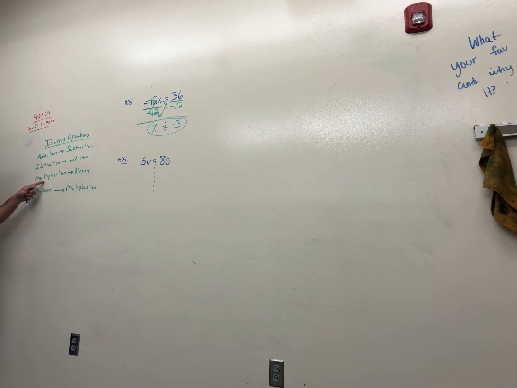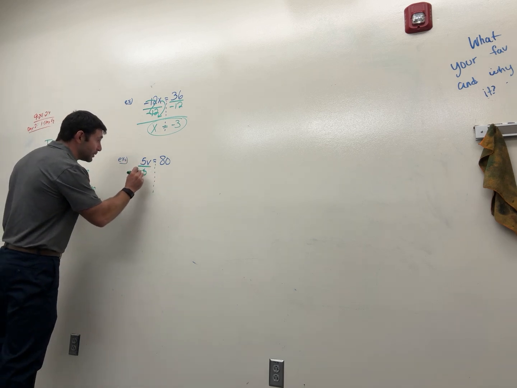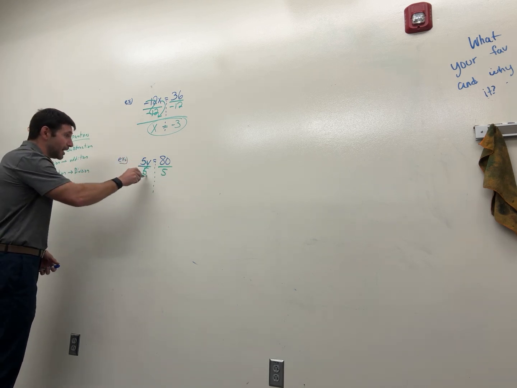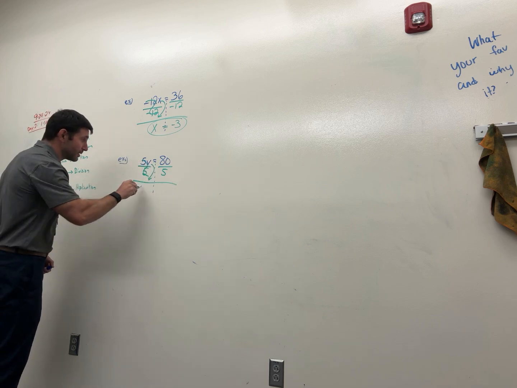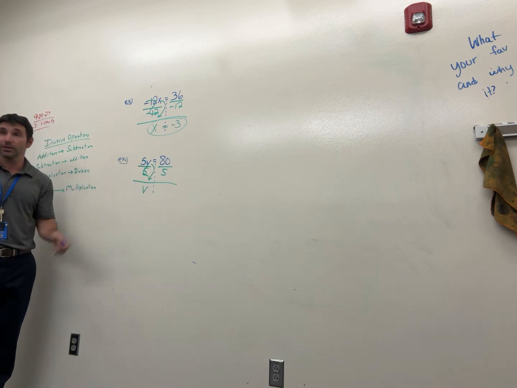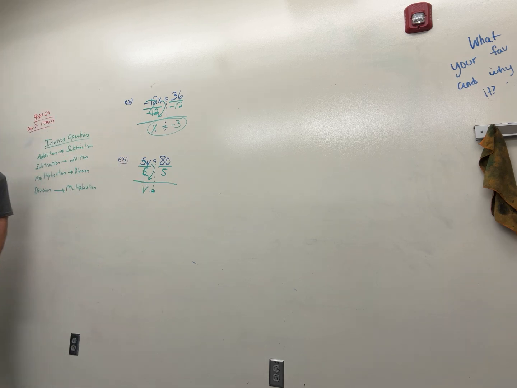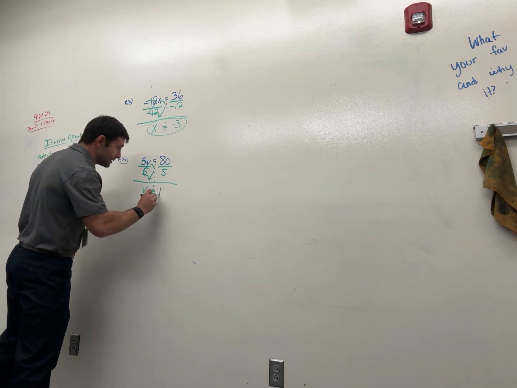What's the inverse of multiplication? Division. So we divide both sides by 5. 5 divided by 5 is 1. 1 what? 1v. The v is all that's left over. So now we get our calculator and we do 80 divided by 5. What's 80 divided by 5? 16.